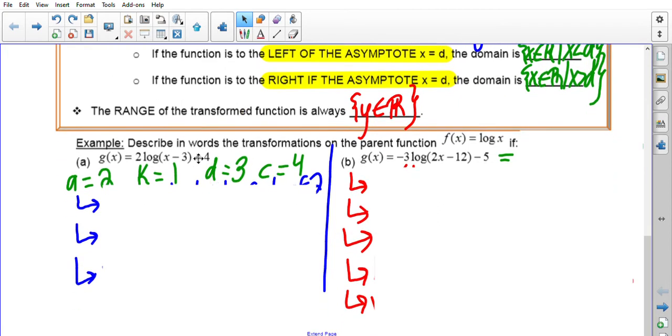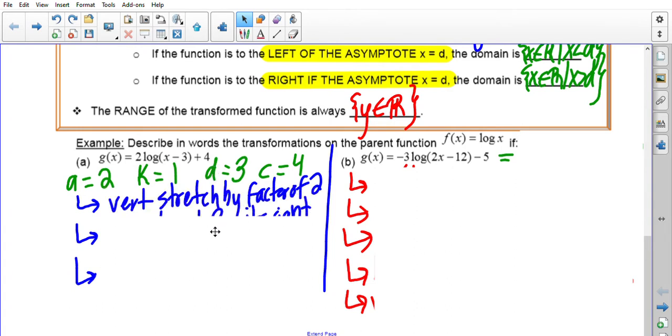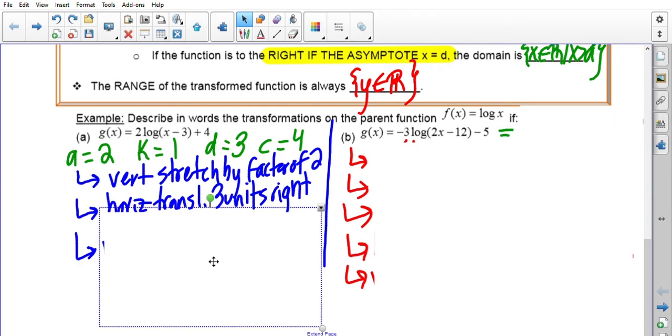So now we're going to describe in words the transformations of the parent function f(x) = log x. So here's our g(x) function. We've been given, you can see it's base 10, so a is 2, k is an imaginary 1, d is positive 3, and c is positive 4. So we're going to have a vertical stretch by a factor of 2. K equals 1, there's no statement that needs to be made. We're going to have a horizontal translation, 3 units right, and a vertical translation, 4 units up.